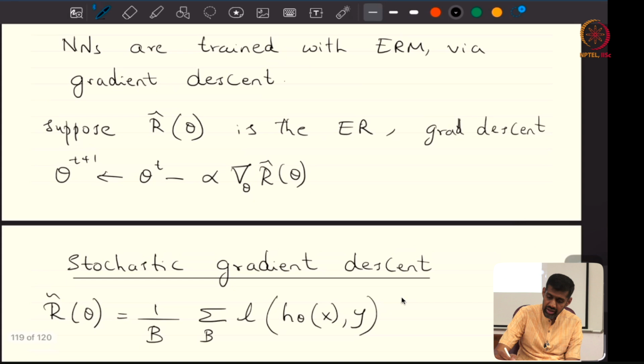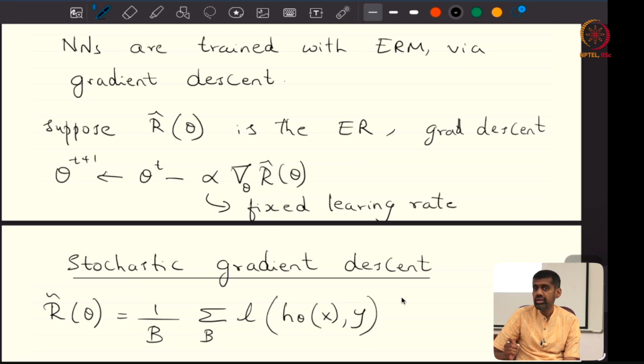But in both stochastic gradient descent and gradient descent, the step size alpha is fixed. This is also called the learning rate. This learning rate is fixed in stochastic gradient descent. You fix it to a particular value, okay, and you keep it the same.